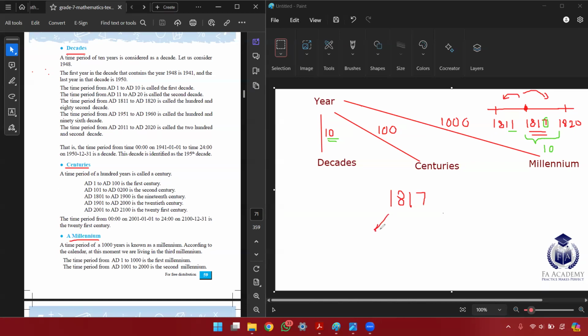So now let's write down the years that we got on both sides. We have 1811 and we have 1820. So it's a decade, right? The time period of 10 years. So what you need to do, if you need to find the decade, once you decide the 2 years, the period, so you have decided the period here.